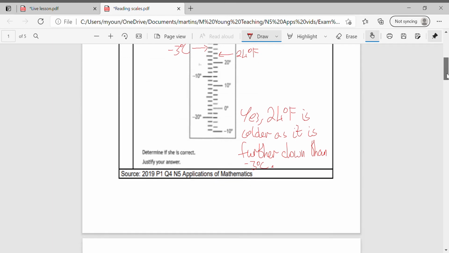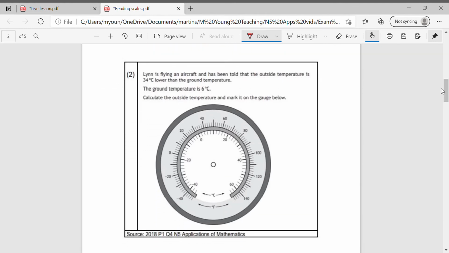Alright, next question. Question 2. Lynn is flying an aircraft and has been told that the outside temperature is 34 degrees Celsius lower than the ground temperature. The ground temperature is 6 degrees Celsius. Calculate the outside temperature and mark it in the gauge. So 2 steps. First of all, let's work out the outside temperature. We're told that that is 34 degrees lower than the ground temperature.